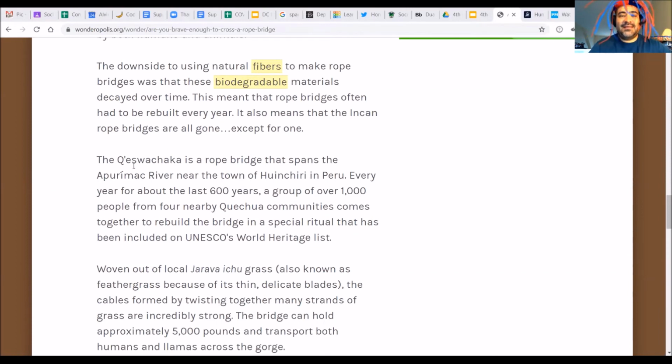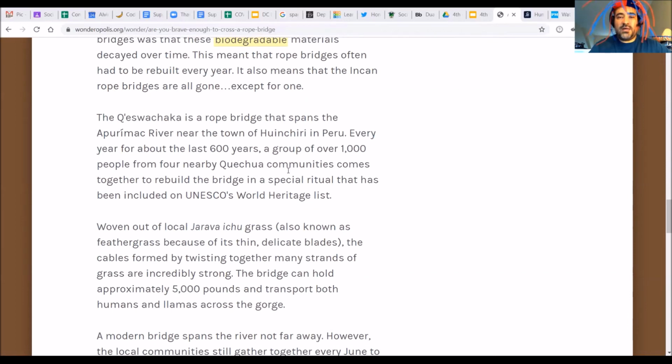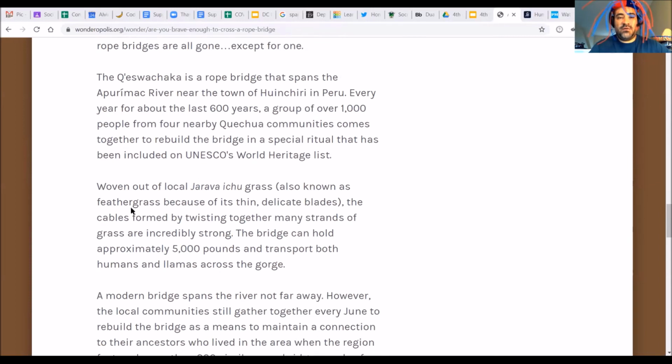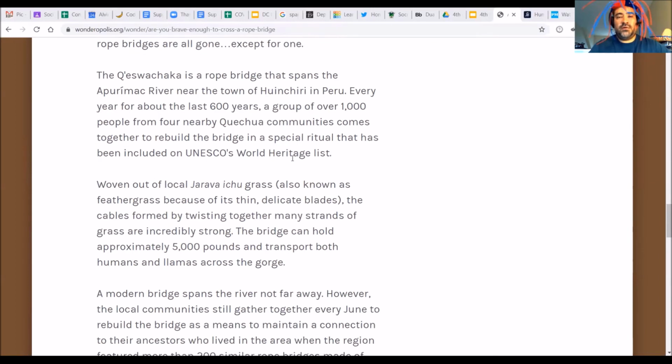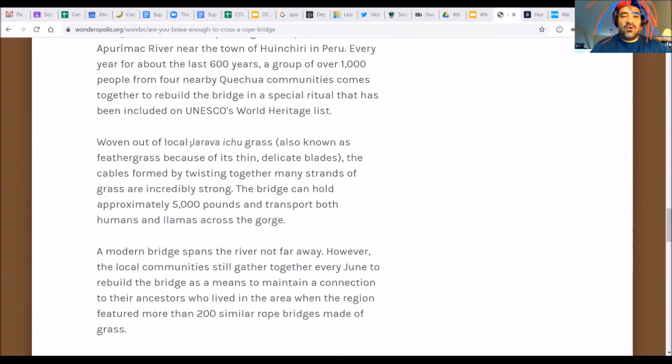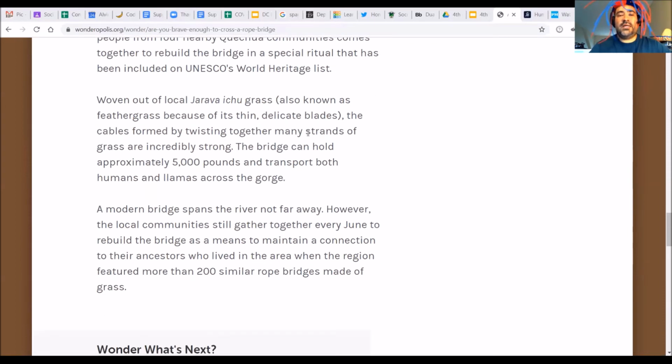Quesahuachaca is a rope bridge that spans the Apurimac River near the town of Inchuri in Peru. Every year, for about the last 600 years, a group of over 1,000 people from 4 nearby Quechua communities come together to rebuild the bridge in a special ritual that has been included in the UNESCO World Heritage List. Woven out of local jaraba ichu grass, also known as feather grass because of its thin, delicate blades, the cables formed by twisting together many strands of grass are incredibly strong.